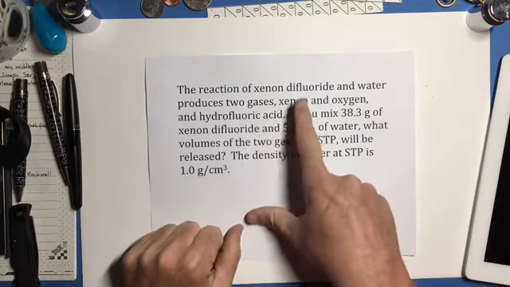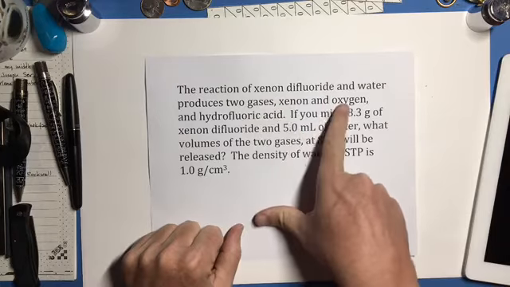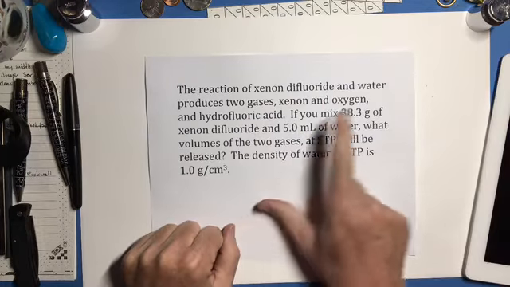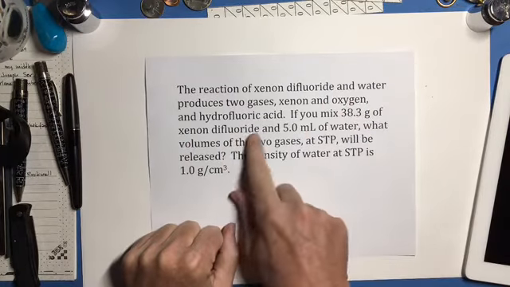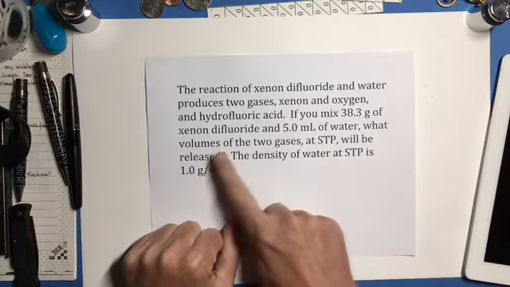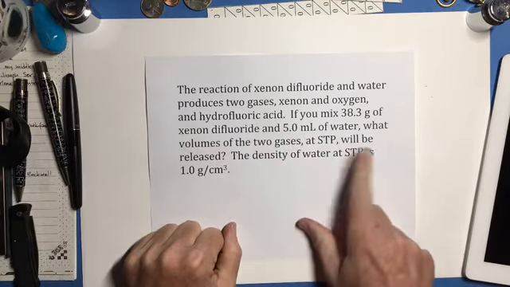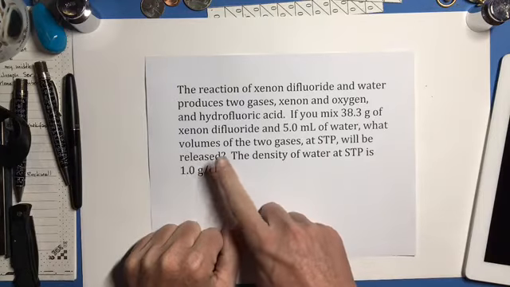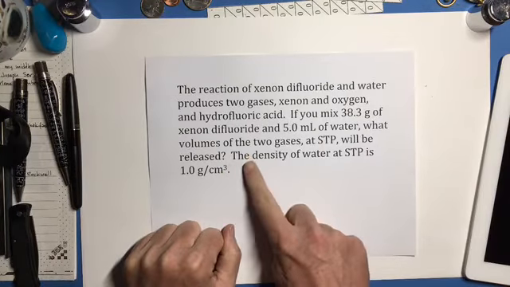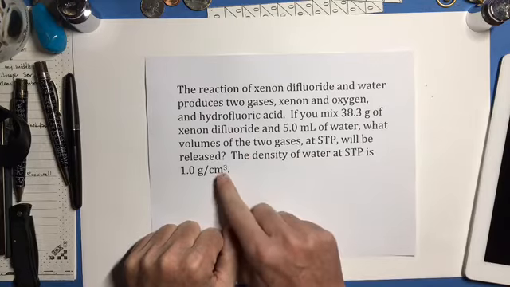The reaction of xenon difluoride and water produces two gases, xenon and oxygen, and hydrofluoric acid. If you mix 38.3 grams of xenon difluoride and 5.0 milliliters of water, what volumes of the two gases at STP will be released? The density of water at STP is 1.0 grams per cubic centimeter. I wonder why I felt the need to put that in there.